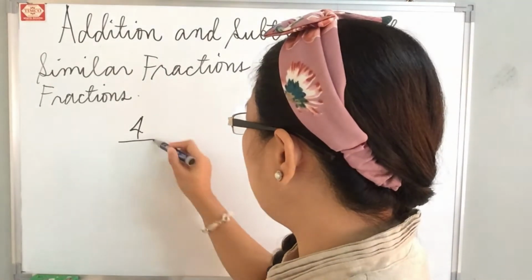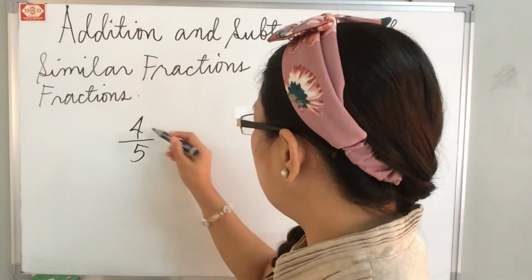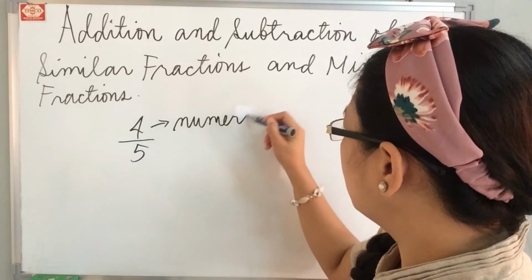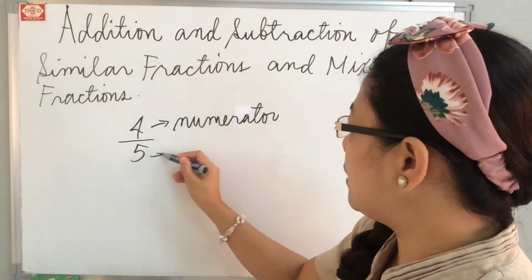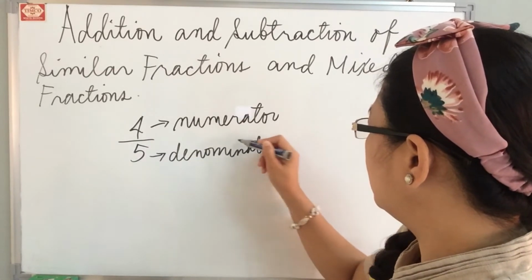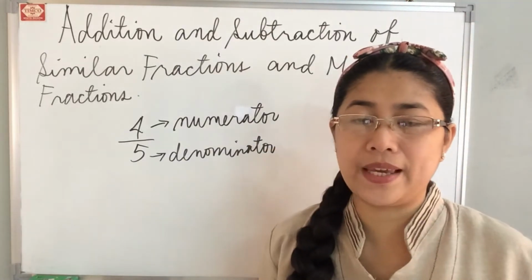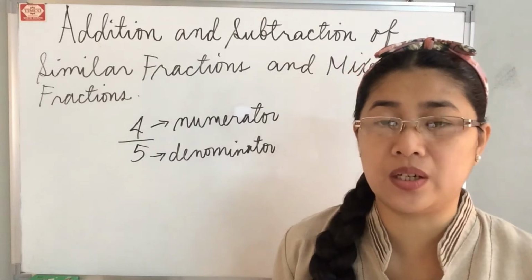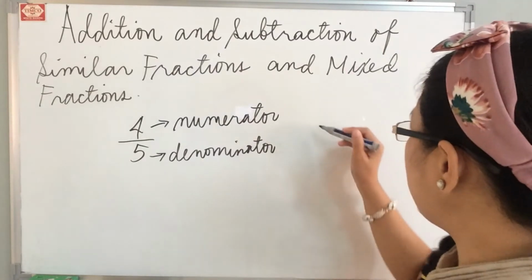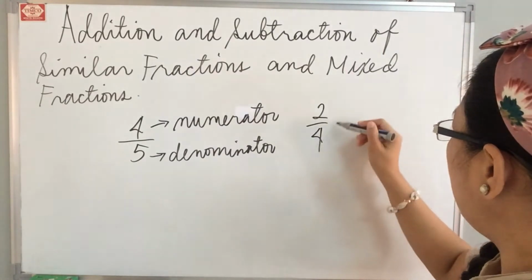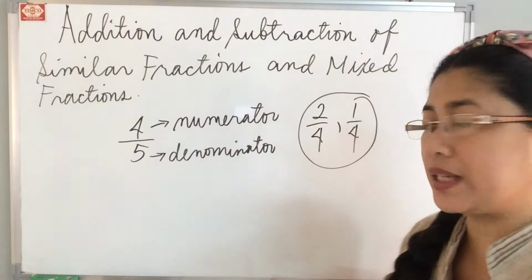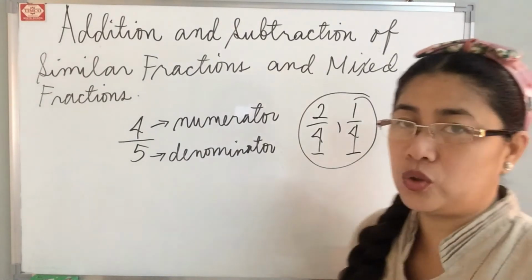So for example, we have 4/5. So 4 here is what we call the numerator, and 5 is the denominator. Okay? How about, when can we say that a fraction or fractions are similar? When they have the same denominator. So for example, we have 2/4 and 1/4. So 2/4 and 1/4 are similar fractions because they have the same denominator.